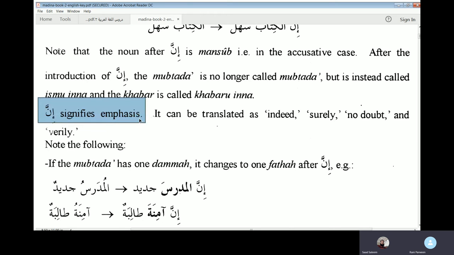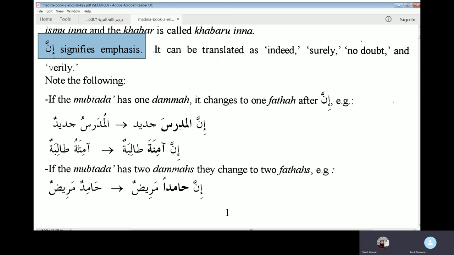Read this. Inna signifies emphasis. It can be translated as indeed, surely, no doubt, and verily. Note the following. If the mubtada has one dhamma, it changes to one fatha after inna.